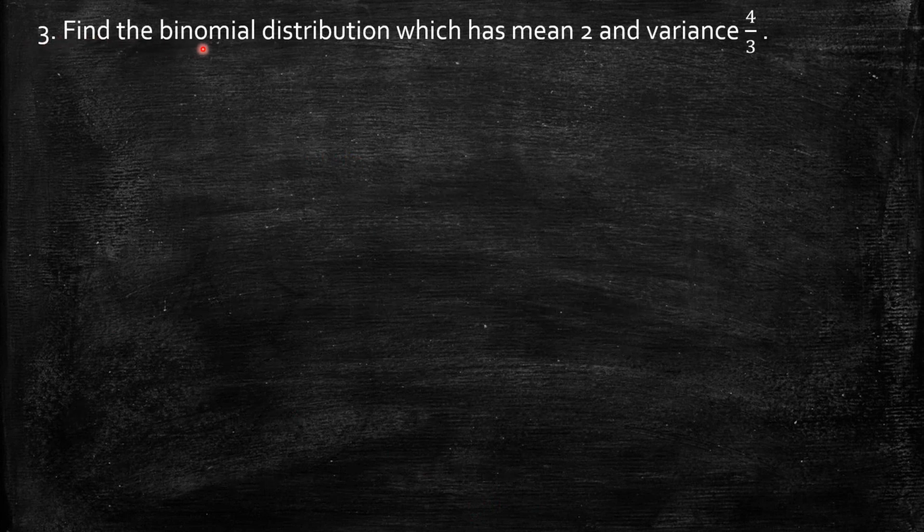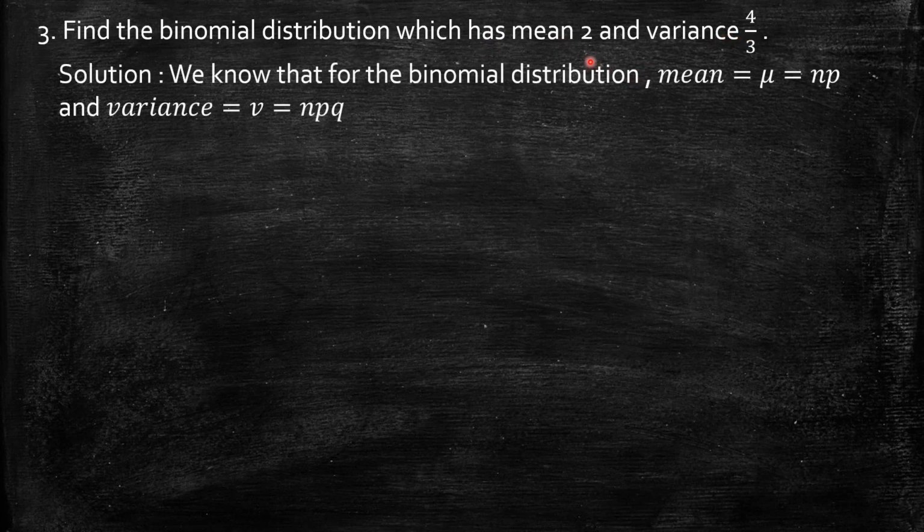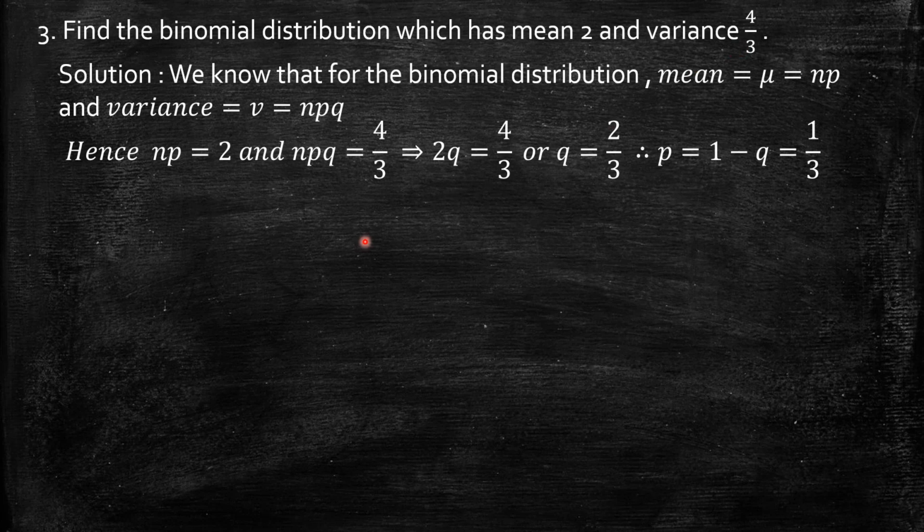Problem number 3, find the binomial distribution which has mean 2 and variance 4 by 3. We know that for the binomial distribution, mean mu is equal to np and variance v is equal to npq. So that means mean np is 2 and variance npq is 4 by 3. With this we can find p, q and n.